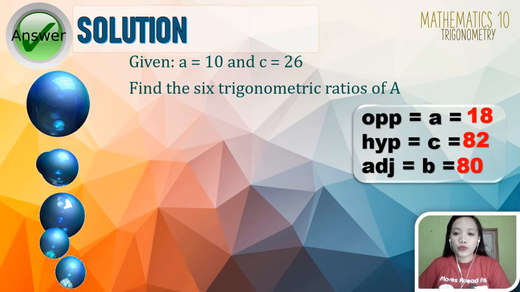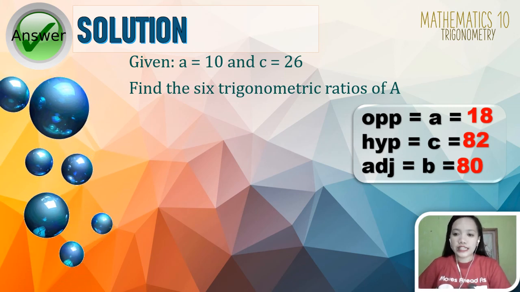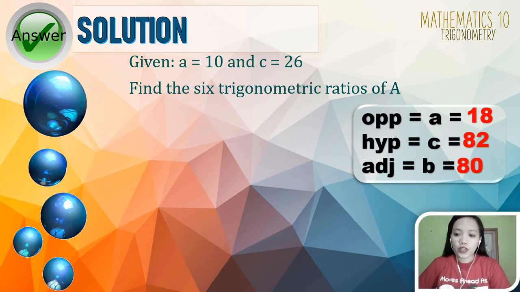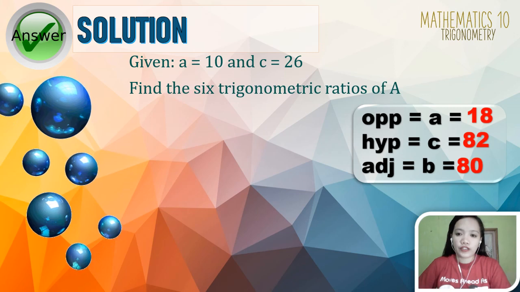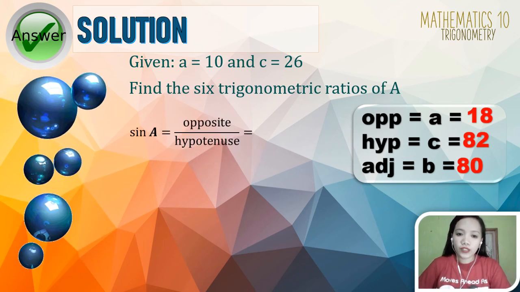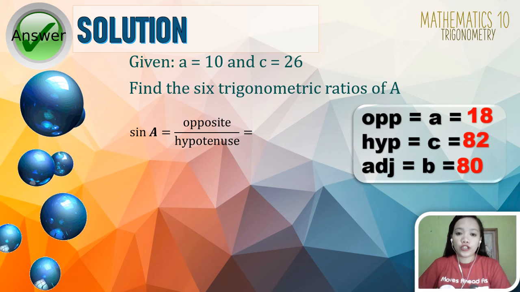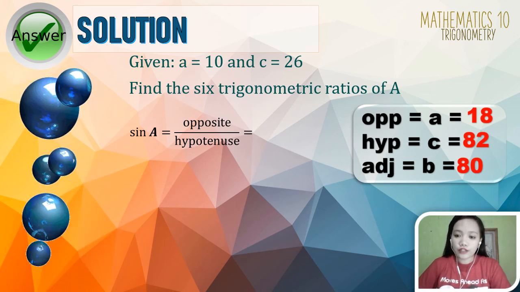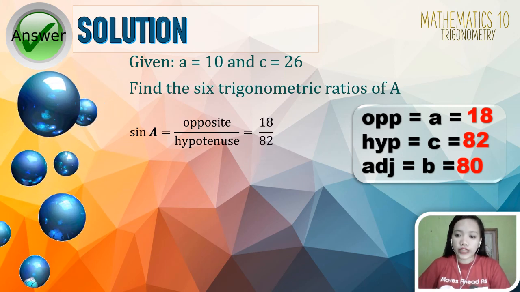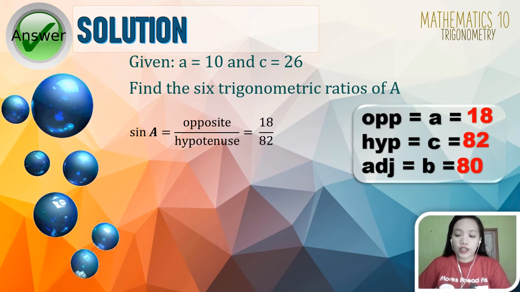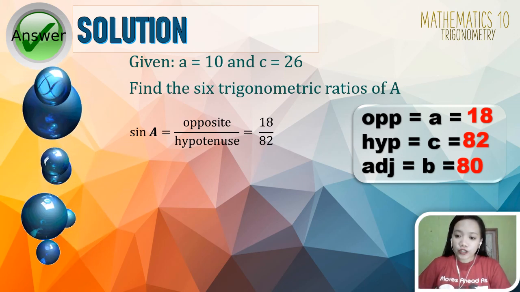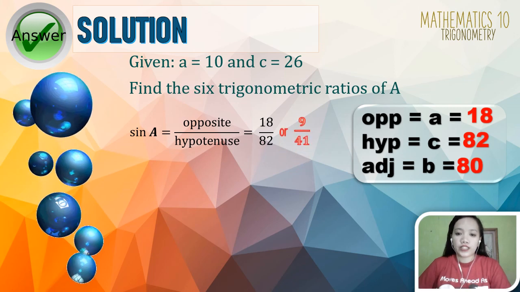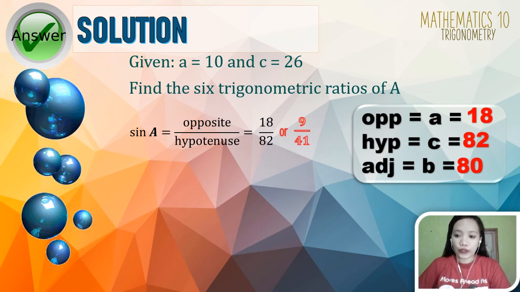Now, since we were able to complete already the details for the measure of each side of the given triangle, we can now proceed with finding the 6 trigonometric ratios of A. For sine, we are particular with the formula already. Opposite divided by hypotenuse. Substituting in the formula, we'll have 18 over 82. And of course, if it is necessary to be simplified, then we need to simplify. So, it is equal to 9 over 41.